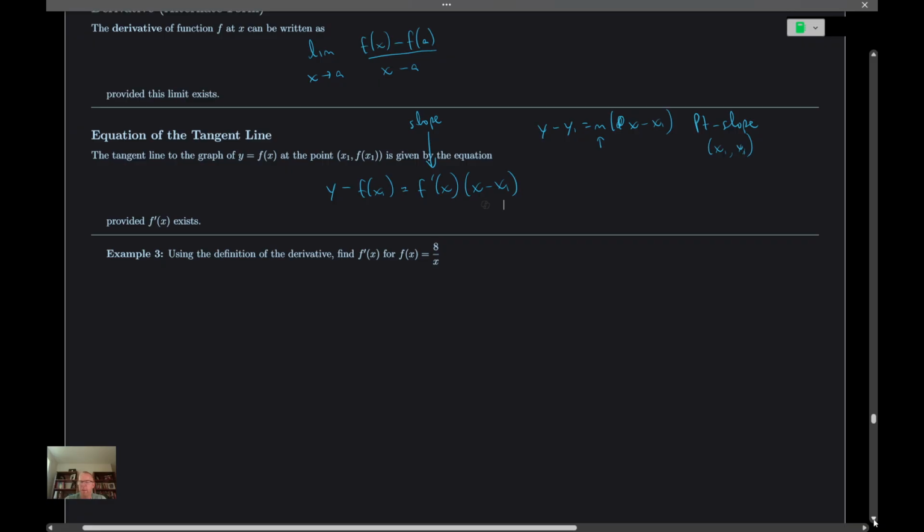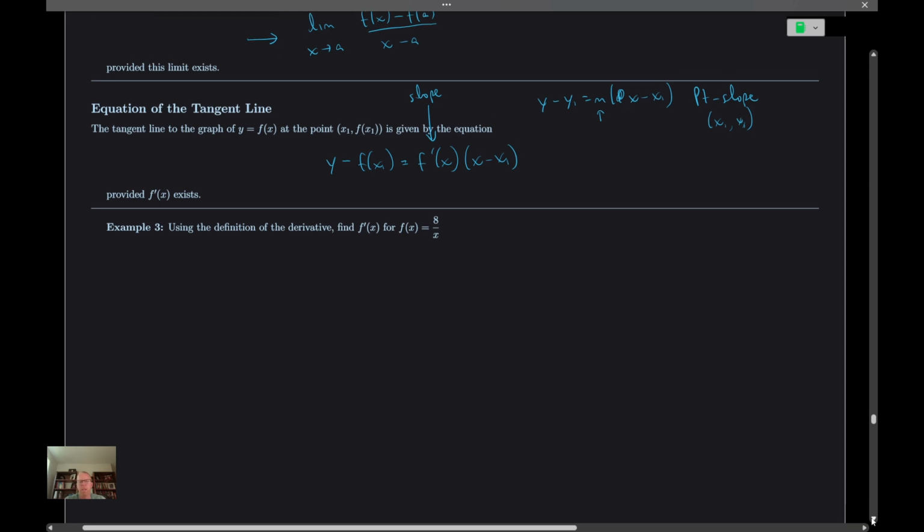All right, so use the definition of the derivative. So here's the definition of the derivative, or the one that we had earlier. It doesn't matter which one.